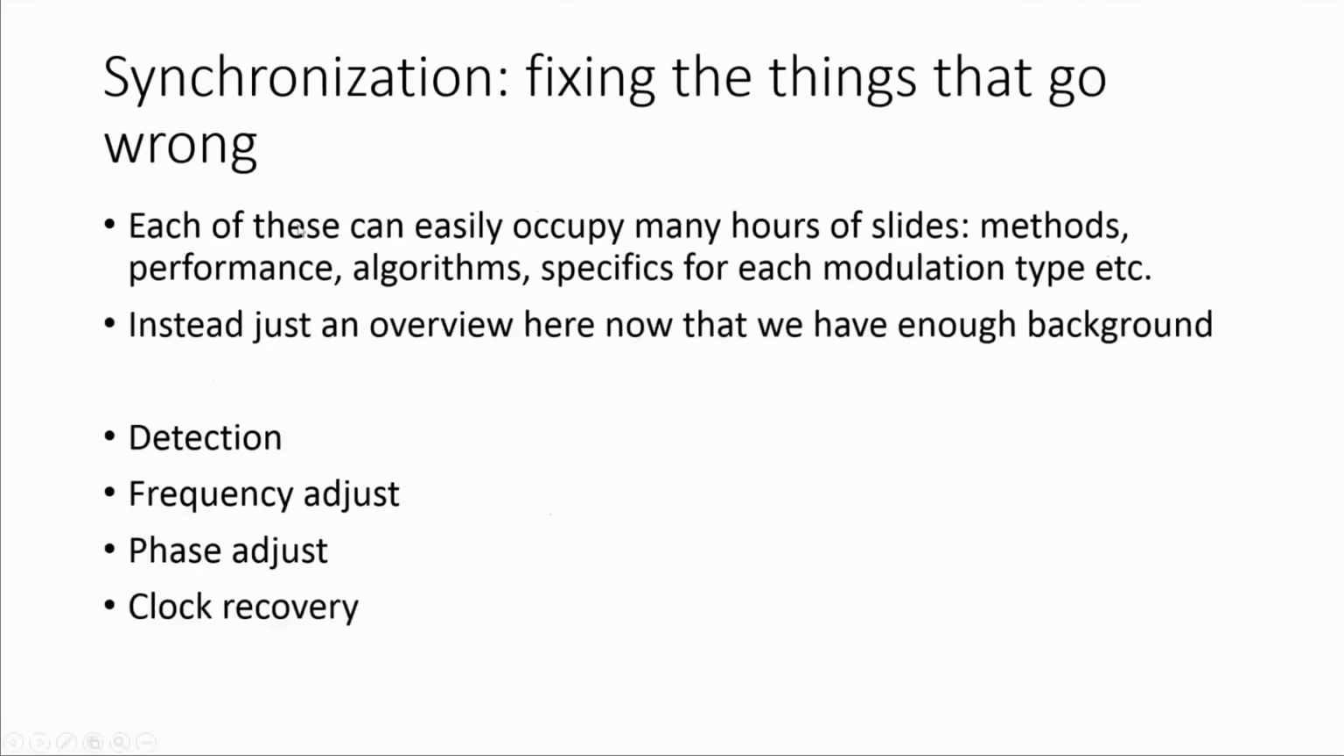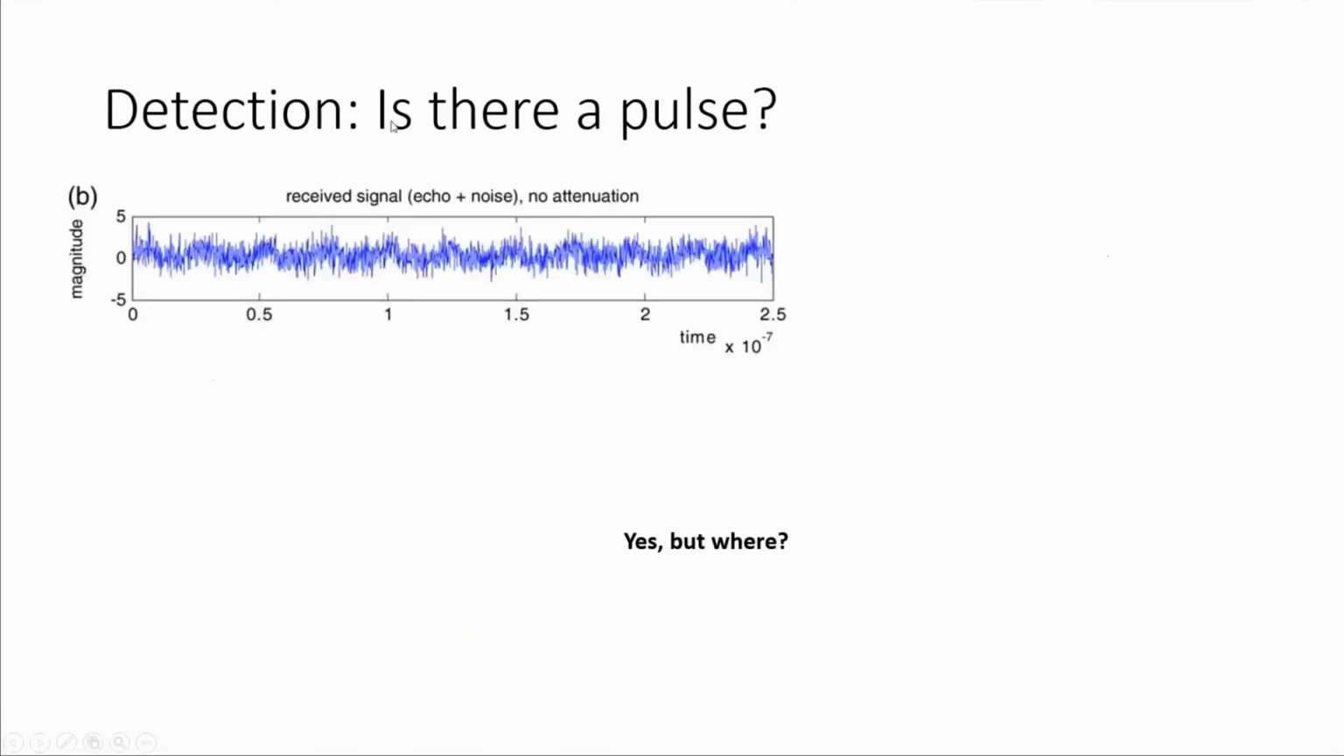So unfortunately, every one of those things could occupy many, many hours of me talking, and you'd all get bored. So I'm just going to do it really fast, especially since it's almost 9 o'clock. And I'm just going to do detection, frequency adjust, phase adjust, and clock recovery. These are the main things. And if you know about these and you have some of these links in this presentation, you could actually learn much more about it. First thing you got to do is there a pulse.